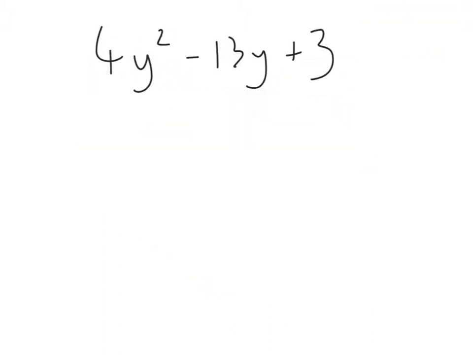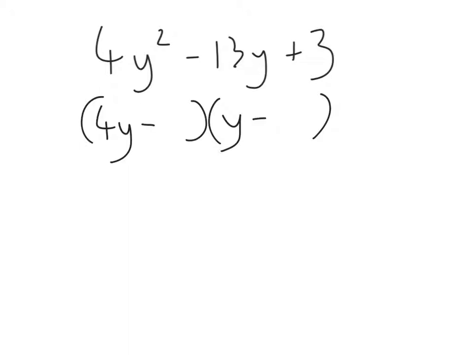Okay, so now I want to factorize 4y squared minus 13y plus 3. Again, I have a quadratic because I have a y squared, a y, and a number. So I know that I'm going to have 2 brackets. I'm going to have a 4y in the first one and a y in the second one. Now this is a plus, which tells me I have the same signs in each of the brackets. And this is a minus, so it tells me they're both minus.